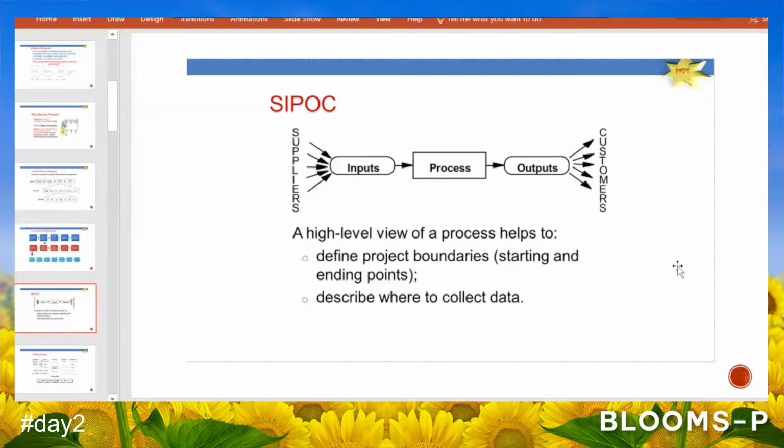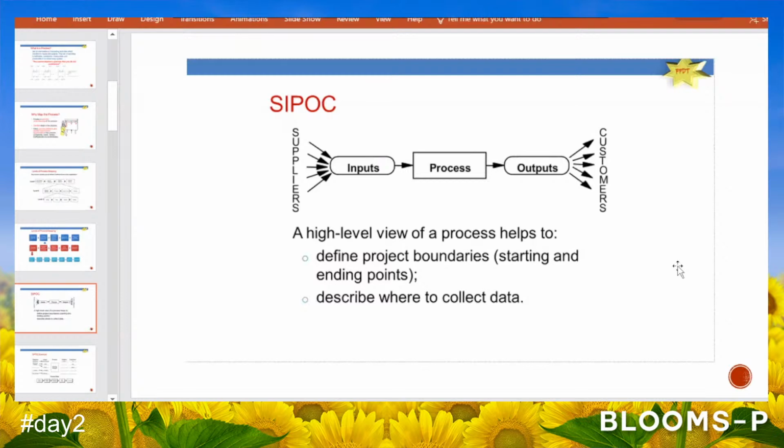Okay, so again, SIPOC is a high-level view of the process, which helps us to define the project boundaries, the starting and the ending points. If you look at the first definition, it defines project boundaries, starting and ending points. What starting and ending points do you associate with it right now? SIPOC is a particular map of where you are in the overall process. These processes are used to define the phase, giving us a high-level view of the overall process. All right?